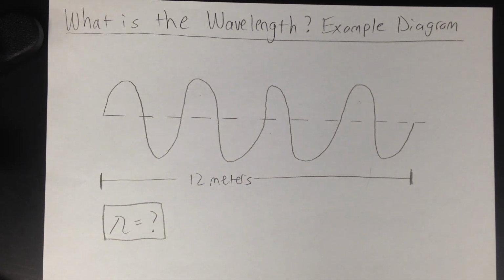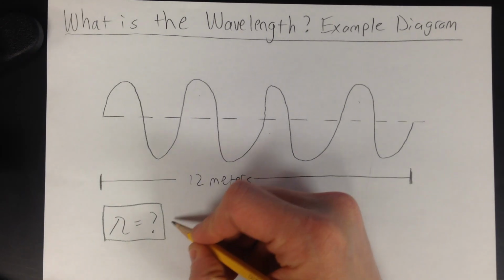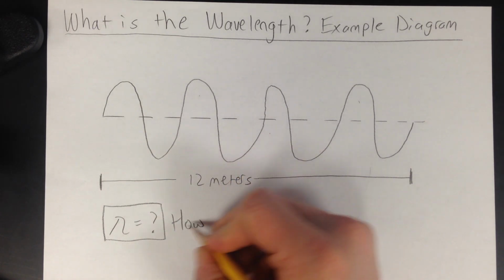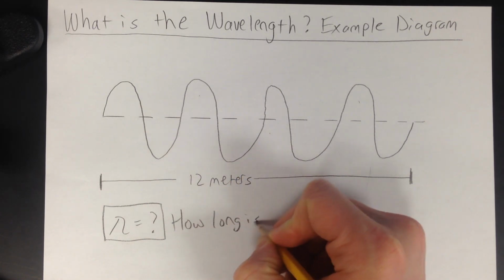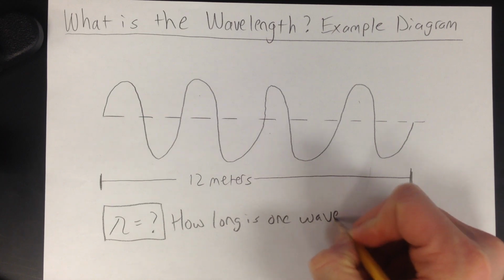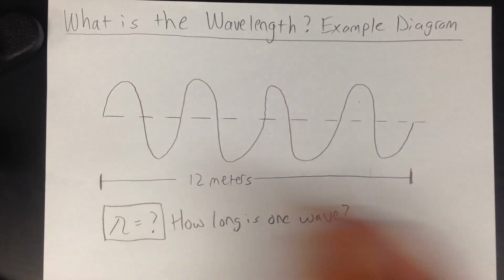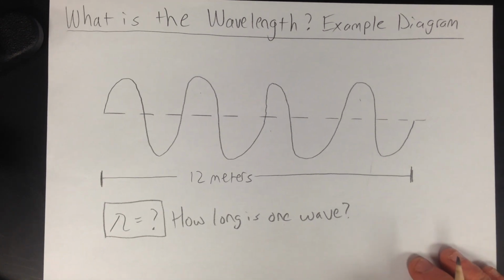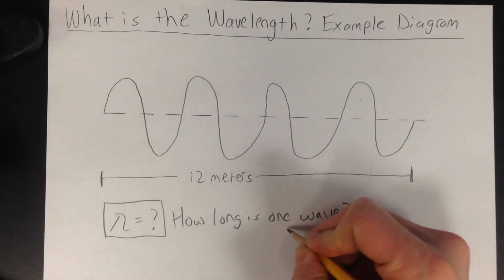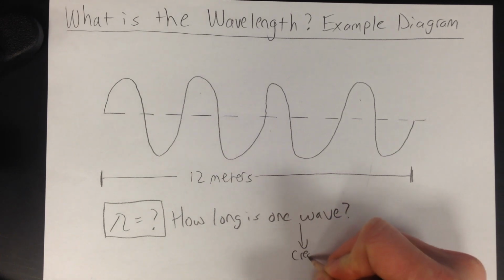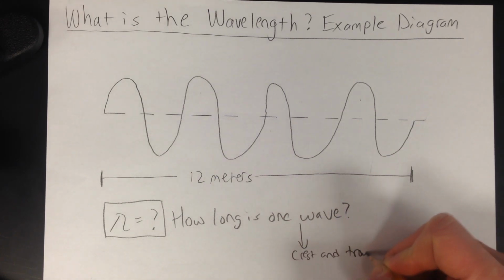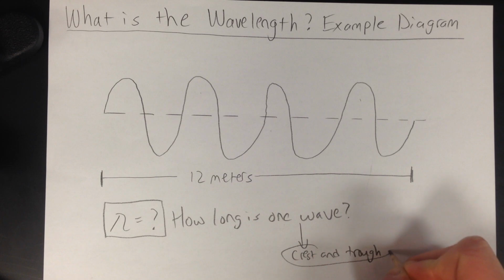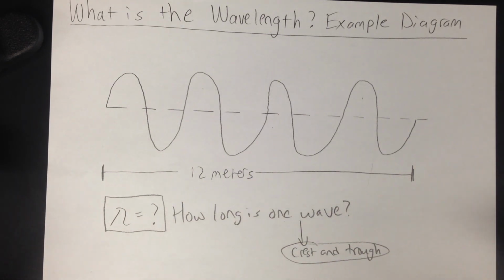So what I usually do to start out figuring this out, I'm like wavelength. Well, I want to know how long one wave is. That's what I'm asking. If I'm asking for wavelength, how long is one wave? All of these waves are 12 meters long, but how long is one of them? How long is what is one wave? It's a crest and a trough. Alright, how long is one of those together?